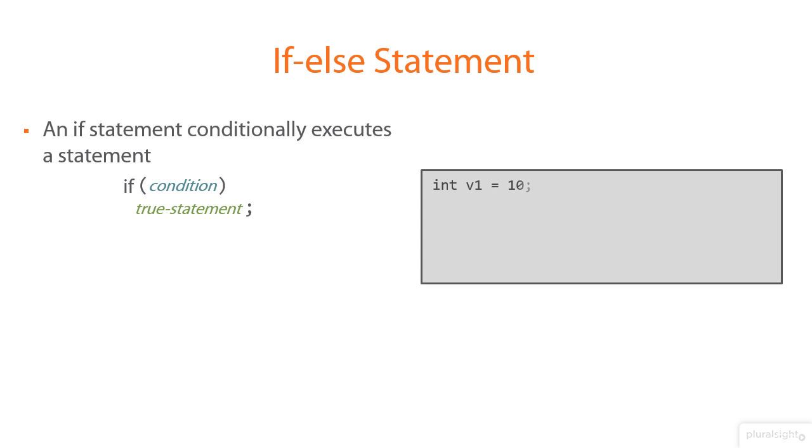To see that in action, I have some code here where I have two variables. V1 is 10, V2 is 4. I say if V1 is greater than V2, print out V1 is bigger. Basically, it just evaluates that condition, and as long as it's true, which in this case it is, it prints out V1 is bigger.